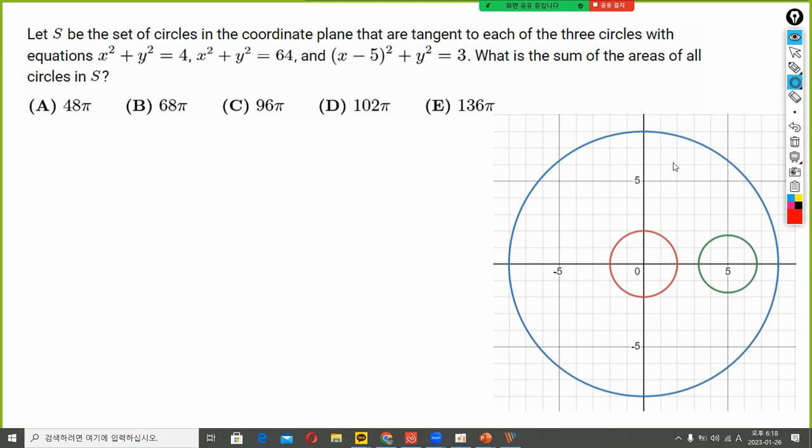And like this, we are inscribing the green circle inside this circle, but this circle still has the radius of 3. Or, I mean, in the opposite direction. How can I say? Yeah, this one. I mean, this also has a radius of 3.